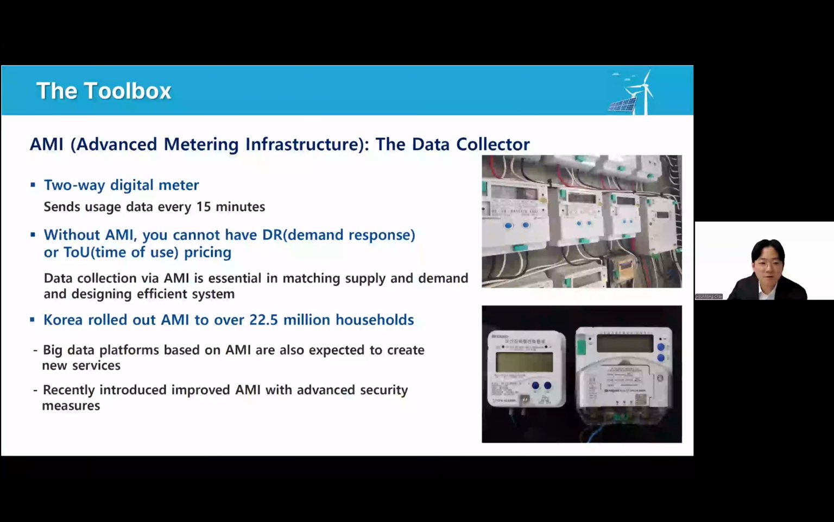The final tool in the toolbox is AMI, the data collector. This is a two-way digital meter that sends electricity usage data every 15 minutes. Without AMI, it is impossible to implement modern mechanisms like demand response, DR, or time of use, TOU, pricing. Korea has rolled out AMI to over 22.5 million households, creating a big data platform that enables new energy services and improves security.